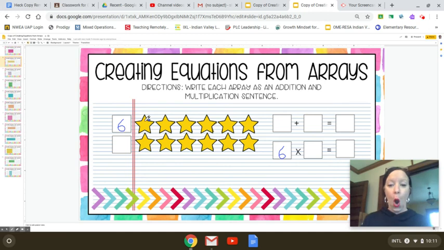How many rows do I have? I have 1, 2 rows. So I come over here and put a 2 in my box. And that means I need to do 6 2 times. How many times? 2. All right, so 6 plus 6.